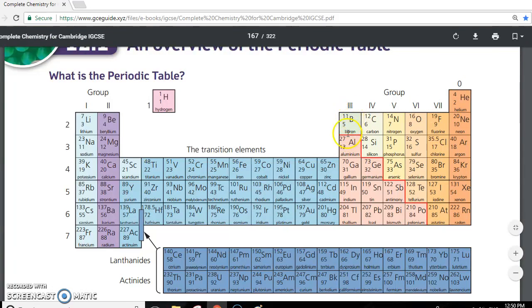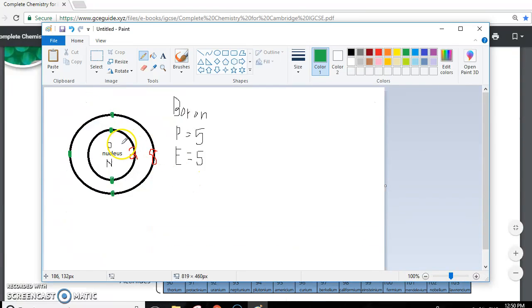Now, if we look back, it said boron was in group 3. And our text says that this group number is the number of valence electrons. I'm sorry if you already know all of this, but in case you don't, valence electrons is not talking about the total number of electrons. It's talking about whatever electrons are on the outermost shell or ring. These are called shells.